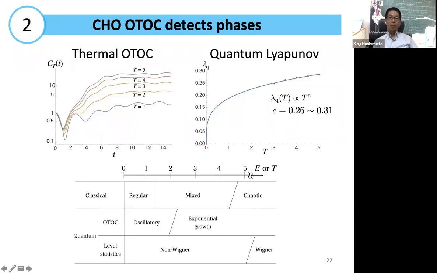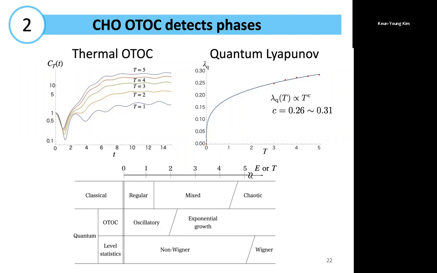On the other hand, if you look at OTOC, then exponential growth can be seen at a very reasonable value of the temperature, and that is consistent with the classical chaos. So this is one point which we got as a lesson.